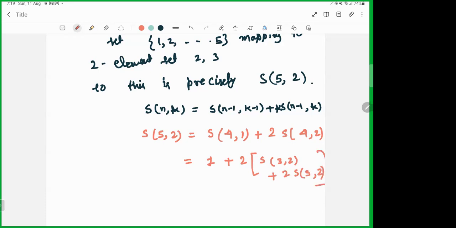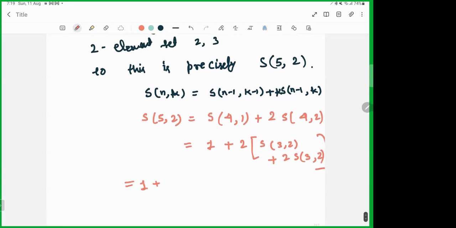Once you do this, what is this? S(3,2), 2 S(3,2). Am I correct? Should the first one have been n minus 1 and k minus 1? Yes, it should have been S(3,1). S(3,1) is basically 1. So S(3,1) is 1 plus 2 times S(3,2). S(3,2) is basically going to recursion again. You are saying it is 3, but let's see the recursion.